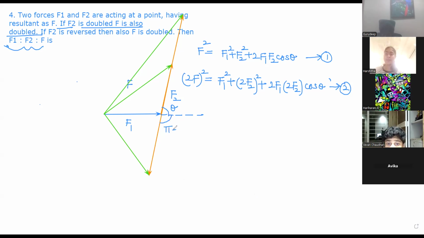Brother, you have to write whatever you see in front of you. It's not some miracle or magic. This is pi minus theta or 180 minus theta, right? All of you can write it.